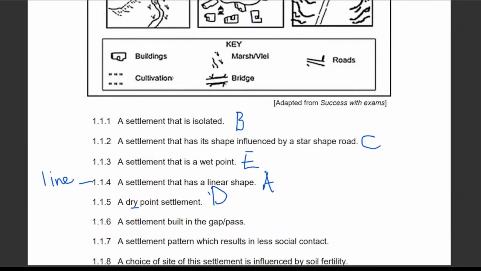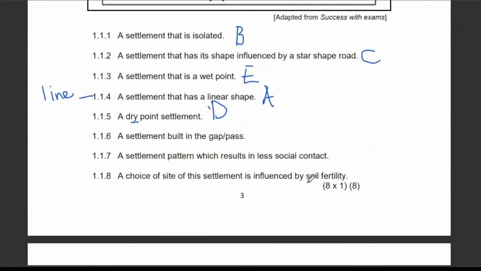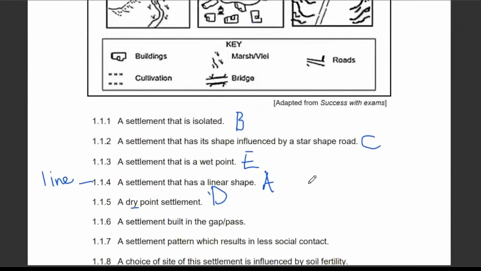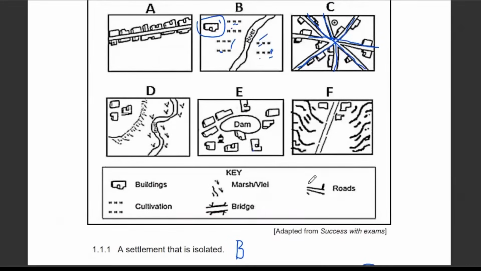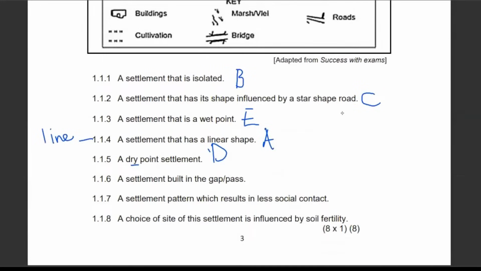Moving on to the next question. Settlement built in the gap or pass. A gap or a pass, that is a passage in between a high-lying area, for example, a mountain pass. Right. Which settlement is that one? That is number 116. If we check here at F, this is a high-lying area, and this is a high-lying area, and automatically this qualifies to be a gap or a pass. So settlement F is the one which has been established in a pass or a gap. So the correct response is F for number 6.